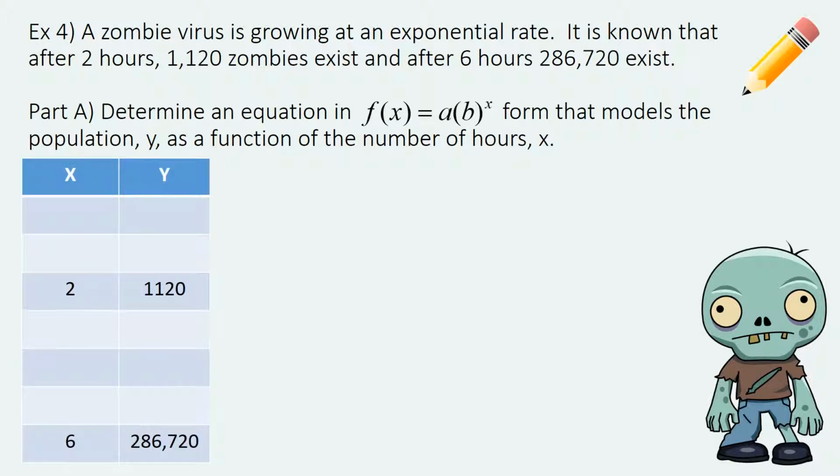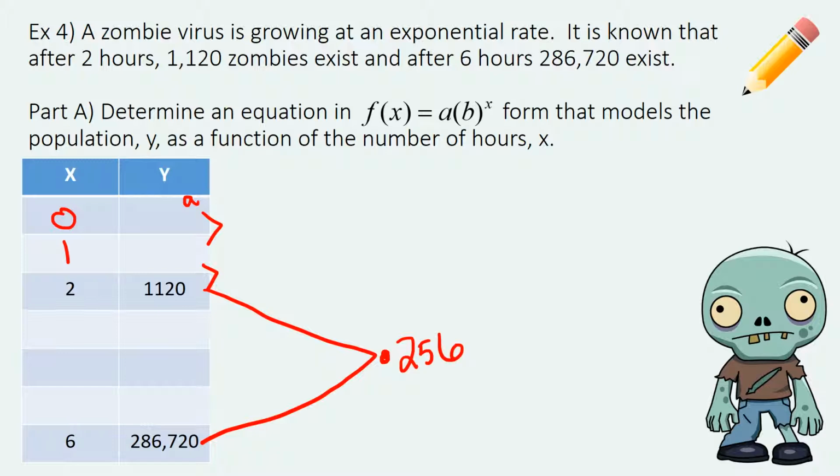So let's make a table from the information that we know. We know that if we've been given 2 hours, we have 1,120 zombies, and 6 hours, we have this many zombies, okay? So we have to figure out what our growth factor is from each step, and we still have to figure out what our a value is when x is 0, okay? So we know that from 1,120 to 286,720, we're multiplying by 256.